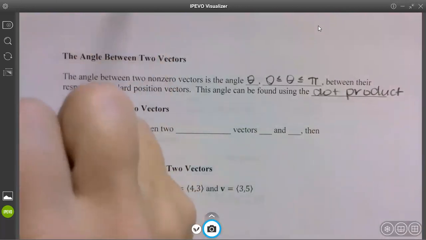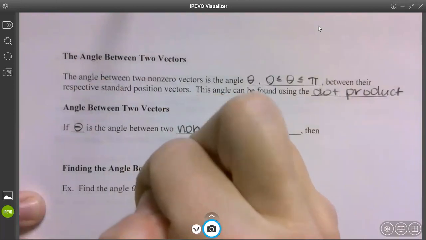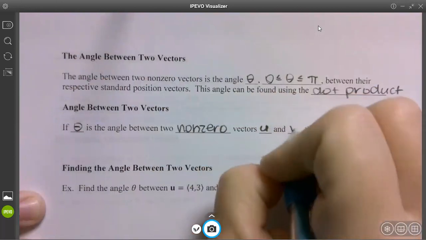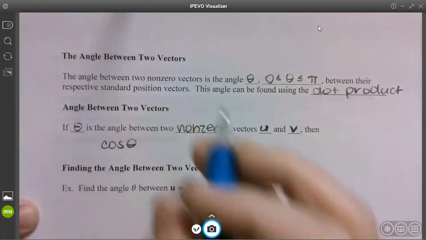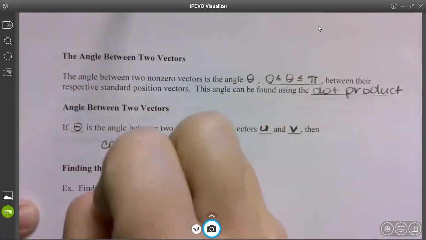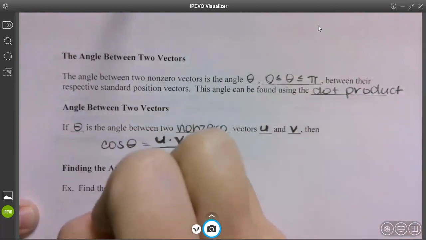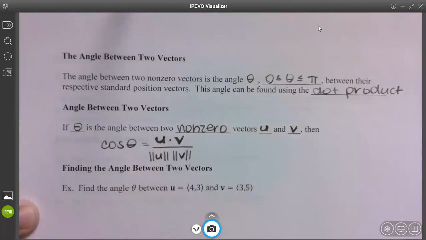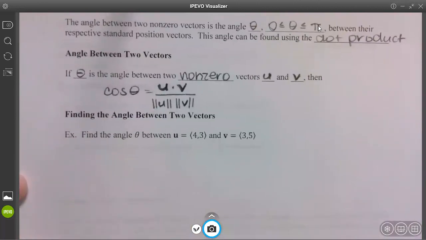Again, the angle between two vectors, if theta is the angle between two non-zero vectors, U and V, then cosine theta equals U times V over the magnitude of U times the magnitude of V, kind of like the other formula that we had. Right. So find the angle between U is 4, 3 and V is 3, 5.